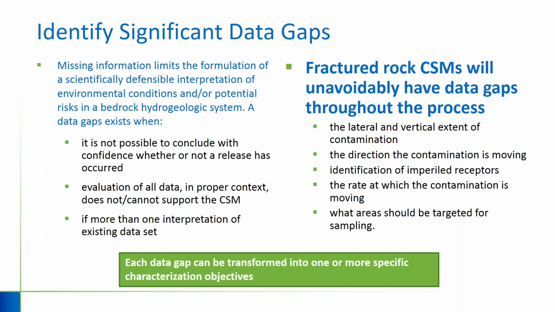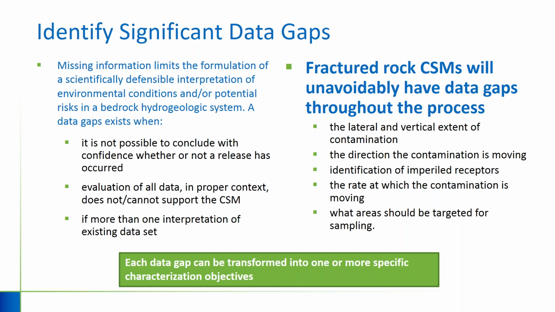So what we're trying to do is avoid getting stuck in this endless loop of characterization. Like, oh, well, we found another data gap. We collected samples every 2 feet last time, but what if we need to collect samples every foot this time? That kind of thing. So this idea of a significant data gap actually came from one of our state members, one of his guidance documents that is used in his state. And the definition is shown on the upper left here. It's missing information that limits the formulation of a scientifically defensible interpretation of the data.